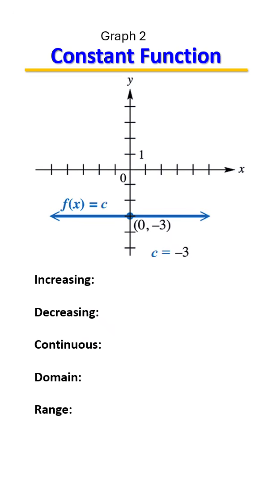Now let's look at the characteristics of a constant function. We first want to find out where this function is increasing, moving from left to right in an upward motion. There are no intervals of increase, and there are no intervals of decrease, where it's moving from left to right in a downward motion.